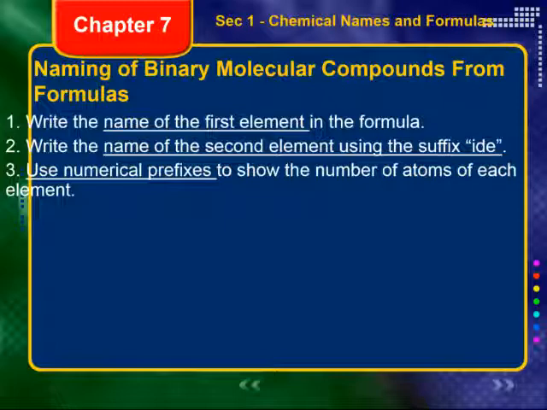Now, pretty simple, straightforward system with the numerical prefixes. First, we write the name of the first element in the formula. We write the name of the second element in the formula, but we use the suffix IDE, very similar to how you do in an ionic compound. Then we use numerical prefixes to show the number of atoms of each element present. For example, P2O5. The first element listed is phosphorus, so I write down phosphorus first. Second element listed is oxygen, so I write down oxide.